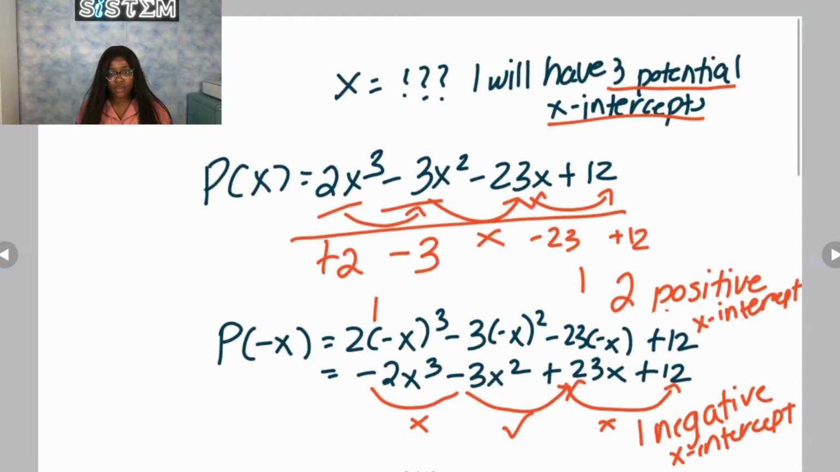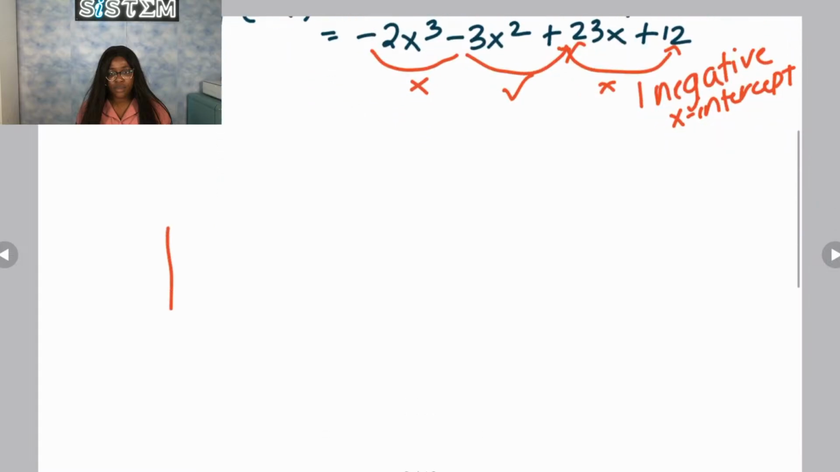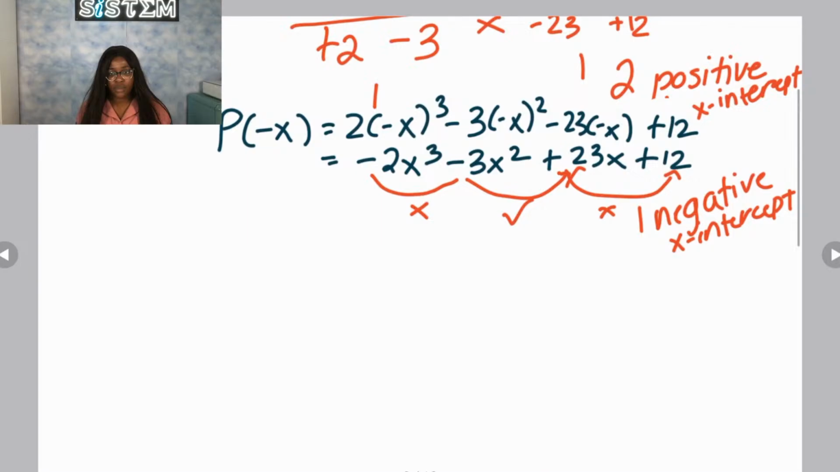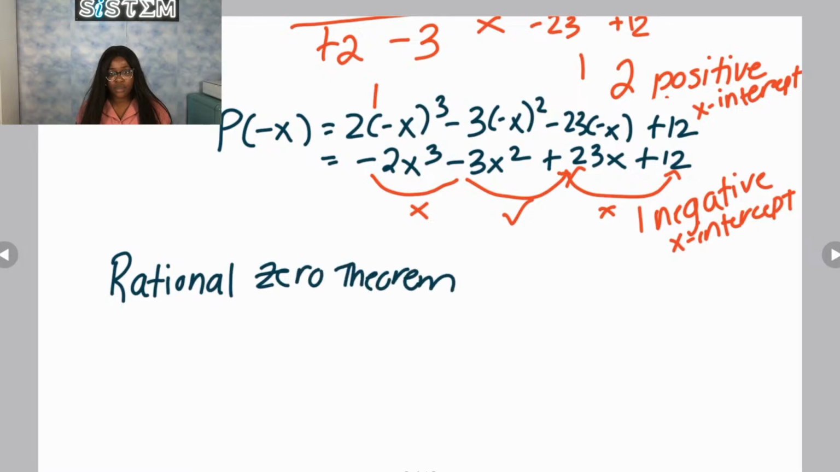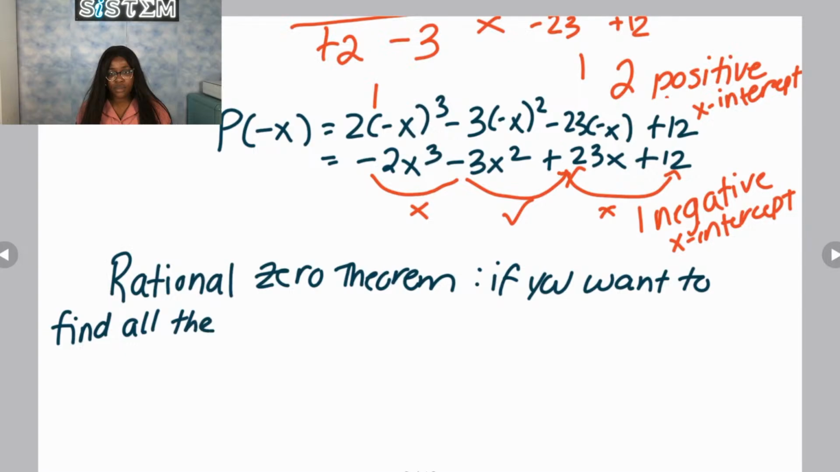Actually, I'll keep it on the same page so we can just scroll down. Okay, still have these in sight. All right, so now we need to figure out what those zeros are. This is called the rational zero theorem. And all it says is, if you want to find all the possible zeros or x-intercepts of a polynomial.